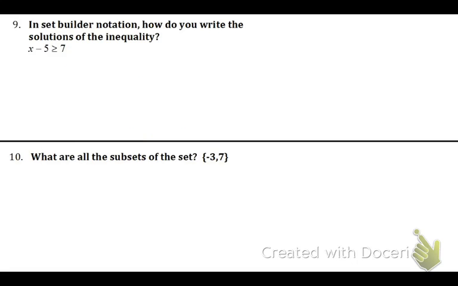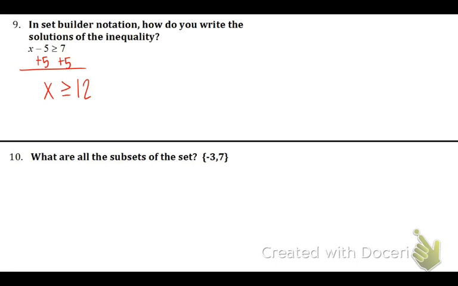In number 9, we have the inequality x minus 5 is greater than or equal to 6. So first of all, we want to solve this, and then after we solve it, we want to put our answer in set builder notation. So it's a nice little one step, so all we have to do is add 5 to the other side, and we get 12, similar answer to the previous one. X is greater than or equal to 12.